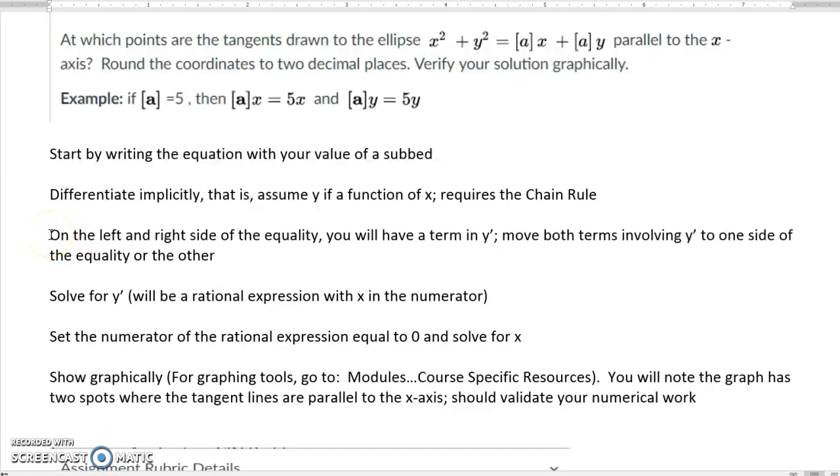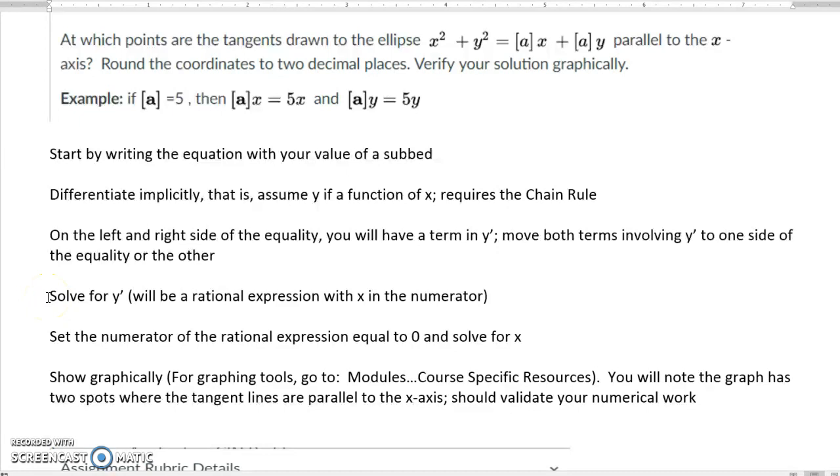In the next step, on the left and right side of the equality, you will have a term in y prime. So remember I mentioned that once you differentiate here and differentiate here, you'll have terms involving y prime. So we want to move both of those terms to one side of the equation or the other.